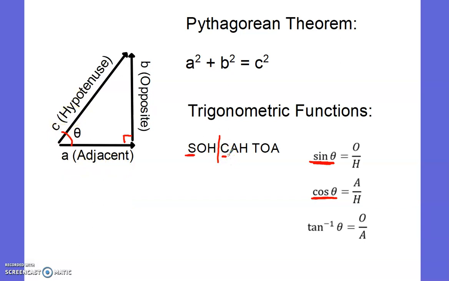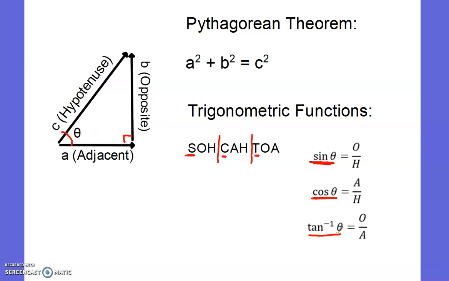Now those are the only two we're going to use here in this class to get the sides. So we'll use these two trig functions, sine and cosine, if we know a side and an angle in order to get the other side. If we ever want the angle in this class, we're going to use the tangent function. And we're actually going to use something called the inverse tangent. It looks like tangent with a -1.